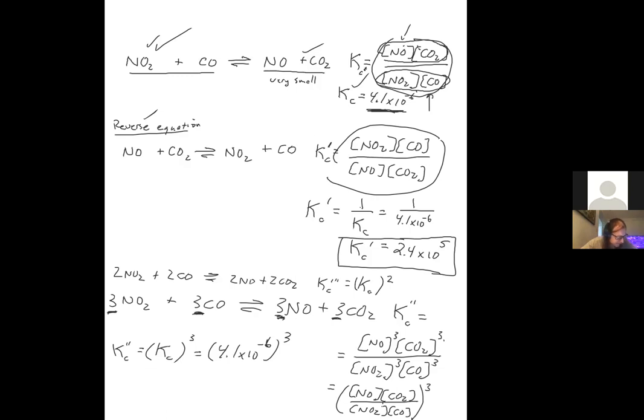You just square it. So 4.1 times 10 to the minus 6 squared. Ooh, it's a small number. It's 1.7 times 10 to the minus 11. Okay, so there's your Kc double prime. So there's the answer for the last one.